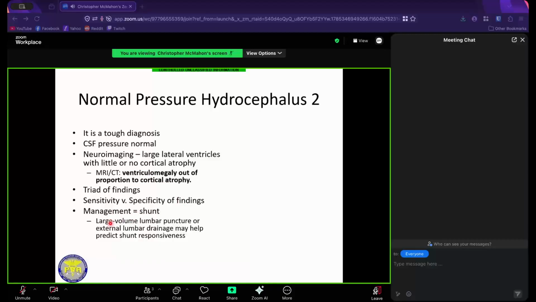Management: we actually do what's called a large volume lumbar puncture, which can decrease some of that pressure, and we can develop a shunt where it goes from the spine into the stomach or another location, and it allows that extra fluid to drain off over time. If someone responds really well to a big lumbar puncture, where I take off a lot of fluid and they cognitively get a lot better, that's a good indicator that the shunt's going to work really well for them.